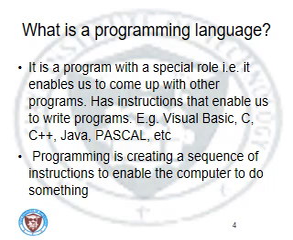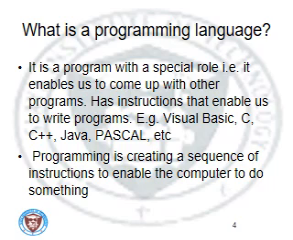As compared to other languages, programming language has a special role. It normally enables us to come up with other programs, or it has instructions that enable us to write programs. Examples of programming languages include Visual Basic, C, C++, Java, Pascal, etc.